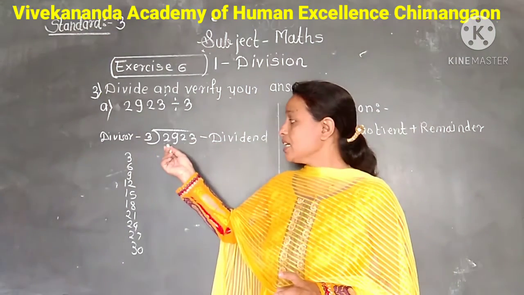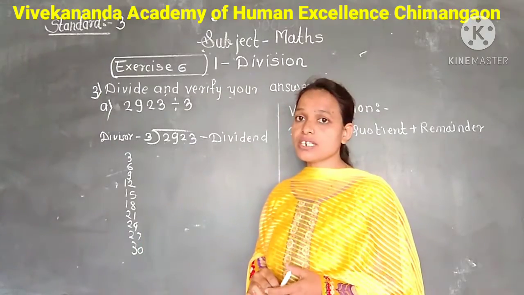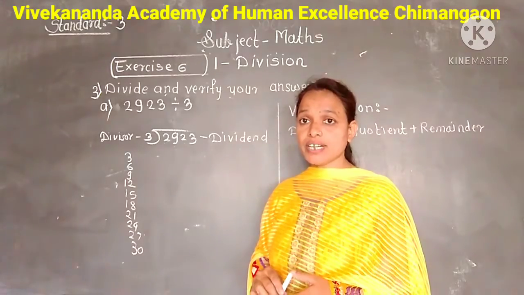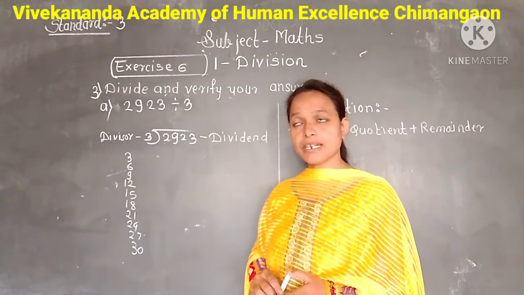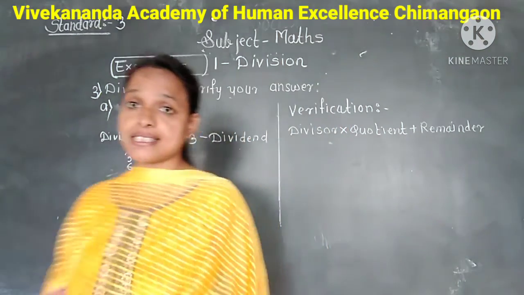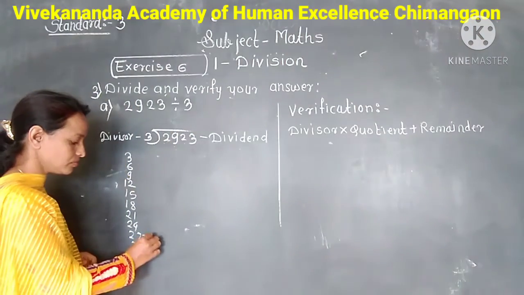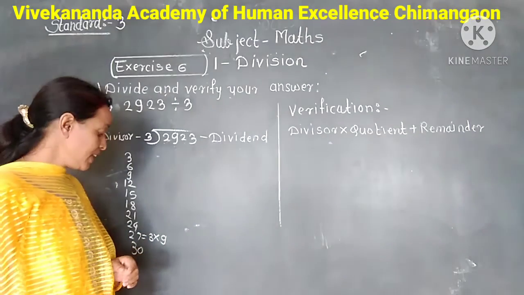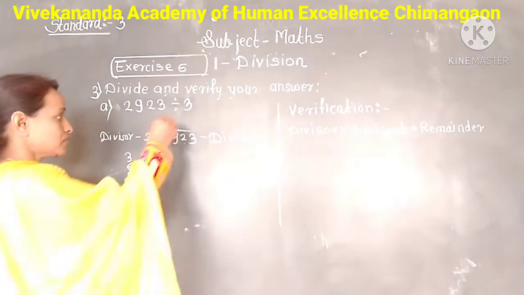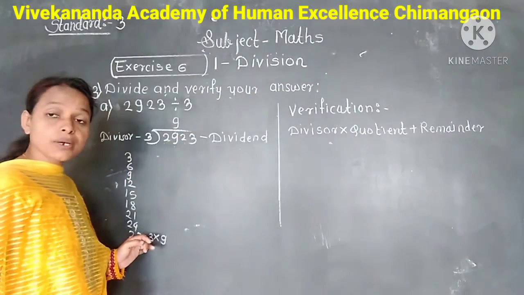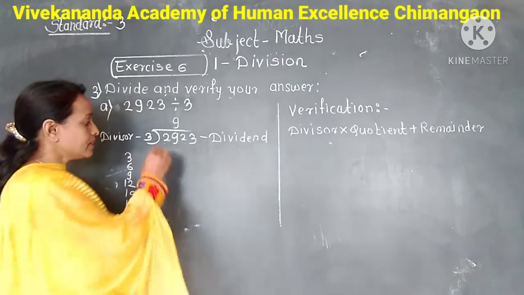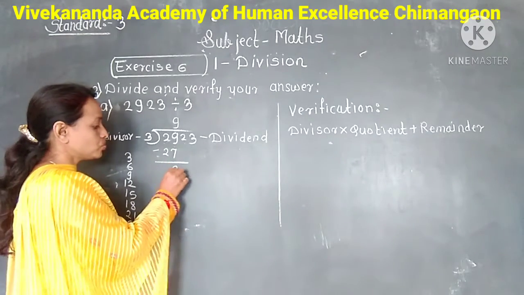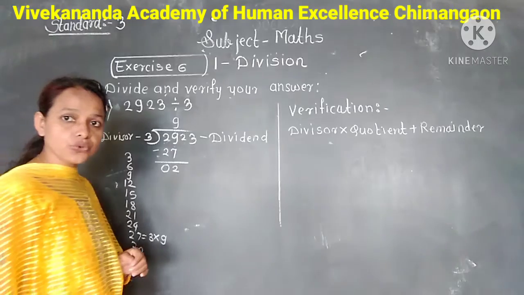But here 29 is not in multiplication table of 3. So less than 29, 27. And 27 comes 9th place in multiplication table of 3. 3 9s are 27. So here we divide 29 by 3. We get 9 as a quotient. And write product 27 below 29. And subtract, we get 2. Now next digit 2 we bring down.